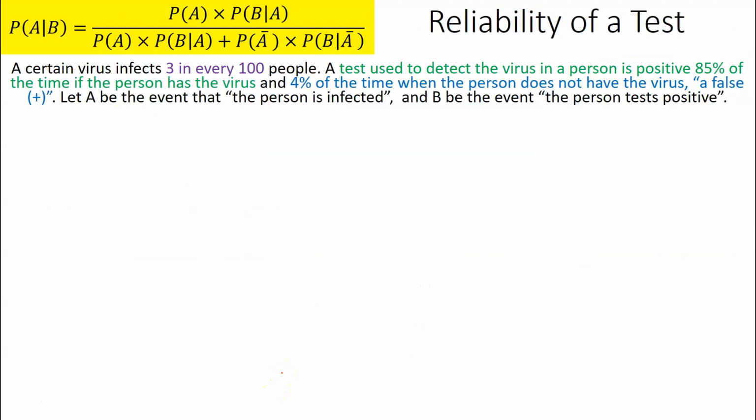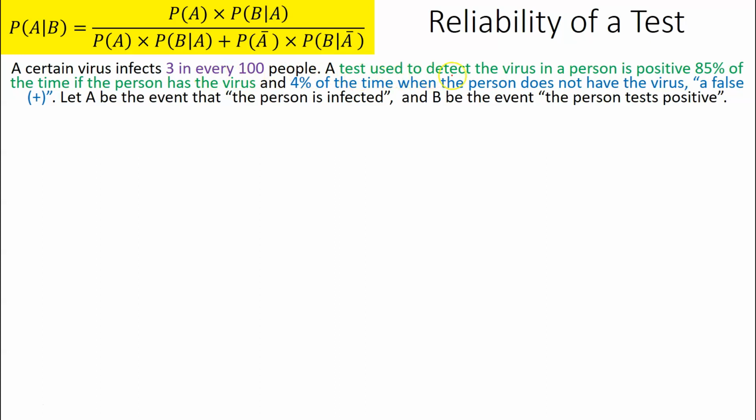Okay, now let's get into a little bit more of the medical stuff. And we're going to be talking about, this topic is referred to as the reliability of a test. How much you can really kind of rely on or maybe believe a test. Remembering that there's such things as false positives. A certain virus affects 3 in 100 people. And this is just a made-up scenario here.